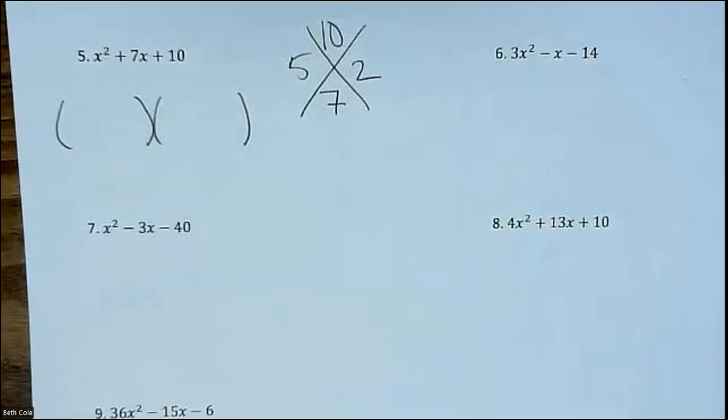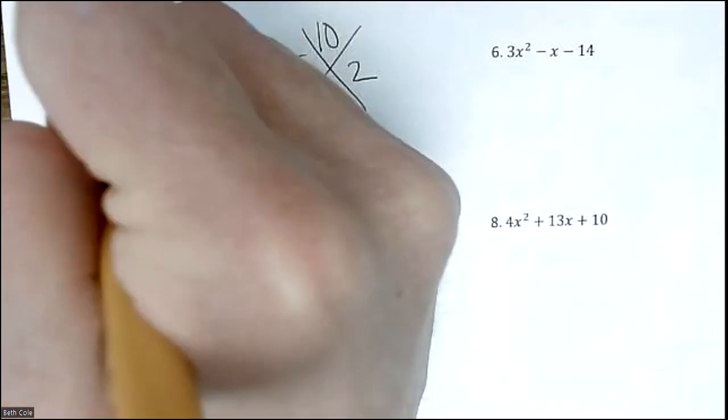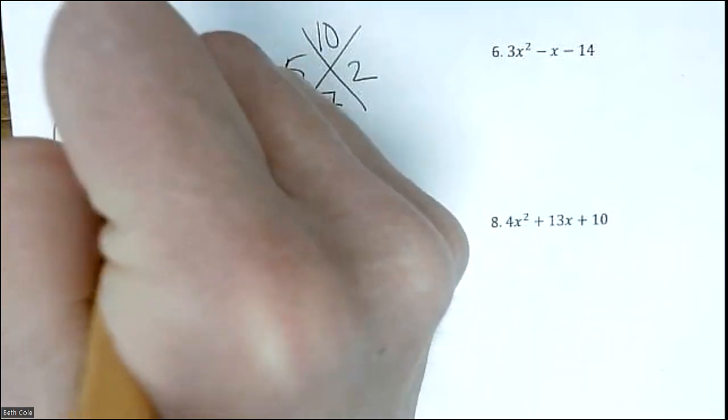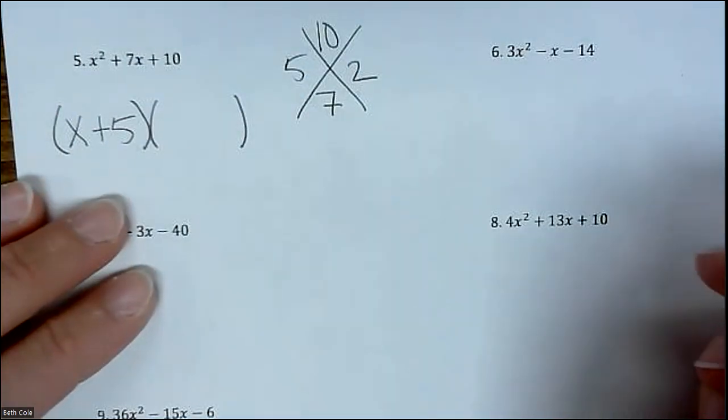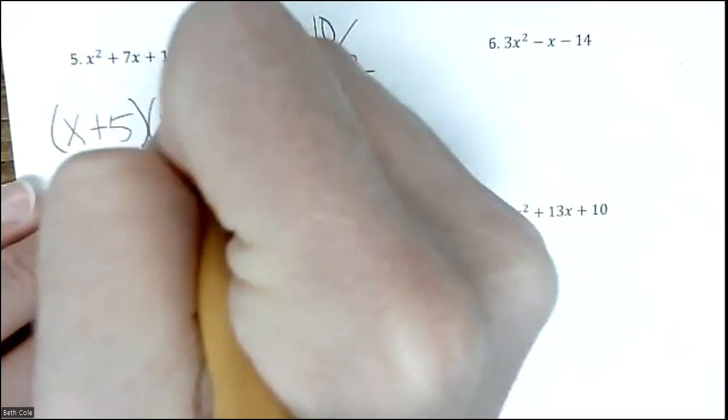Again, that was an easier one. There's not a number out front. So what goes in your parentheses? It would be X plus 5. And then X plus 2.